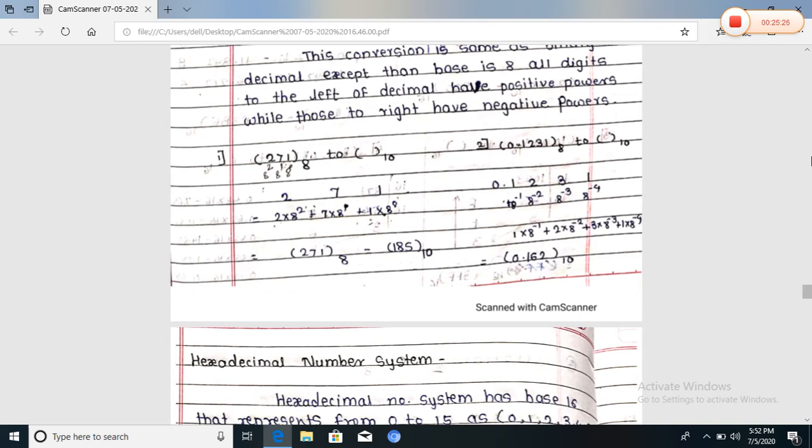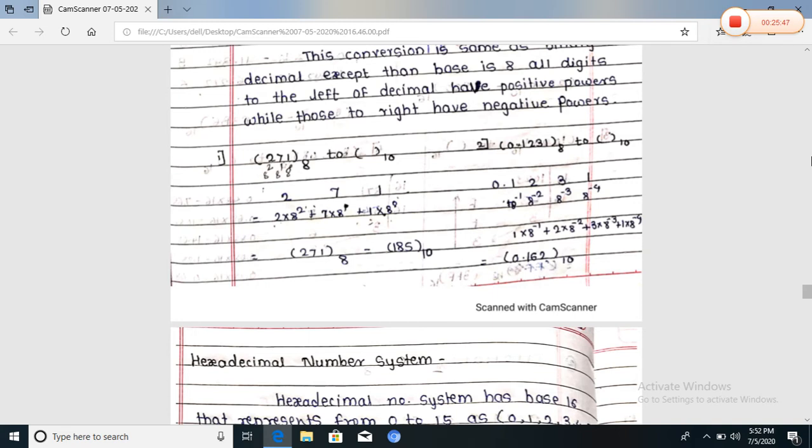There is no point, no radix point and no other digits after it. So these are the positive terms, and after calculation the number converts to 185. That conversion is an octal to decimal conversion, the same as binary to decimal, only the base changes.